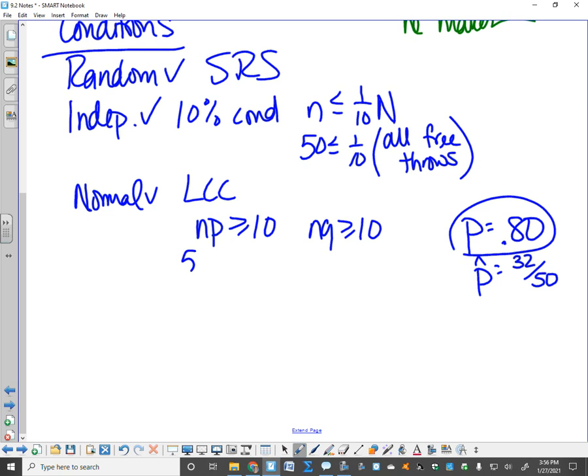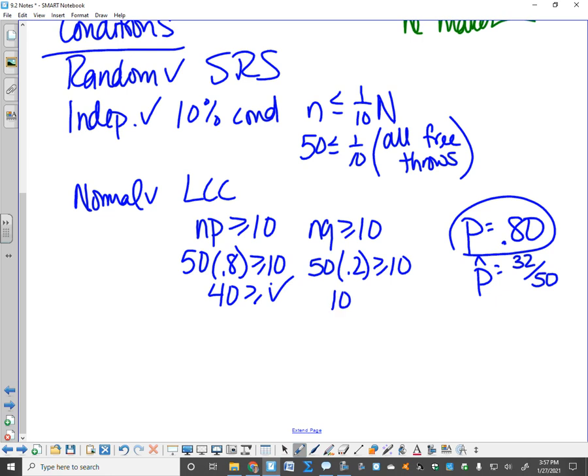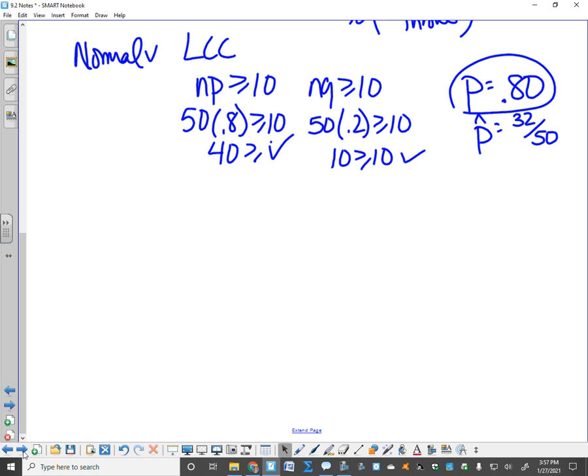So let's see, 50 times 0.8 and 50 times 0.2. That turns out to be 40. Good there. Oh, look at this one. That's 10. Oh, by the skin of your teeth. Just barely. So, does the equal to on the LCC make a big difference? Yeah. Okay. Now I've done my conditions.